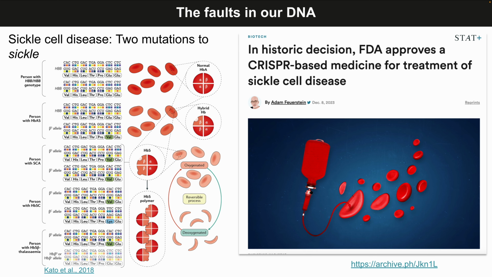One such problem is of the faults in our DNA. The first one such fault is of having sickle cell anemia. Sickle cell anemia is a disease where the red blood cells, which should look like these round, jelly-shaped cells, start to look more like this sickle-shaped cell.